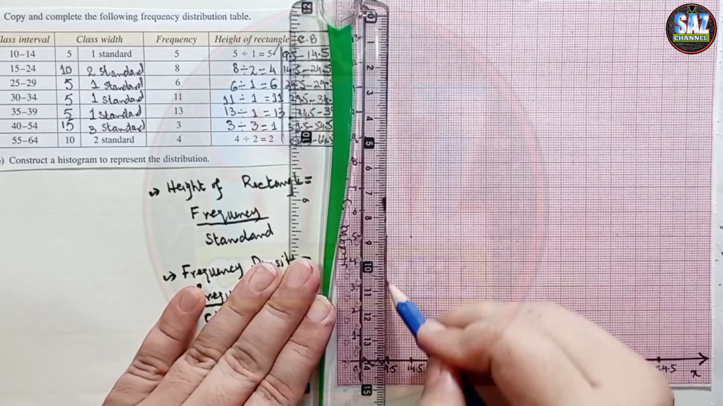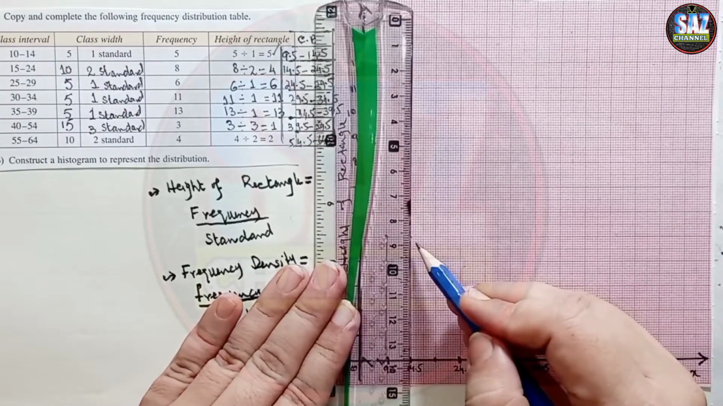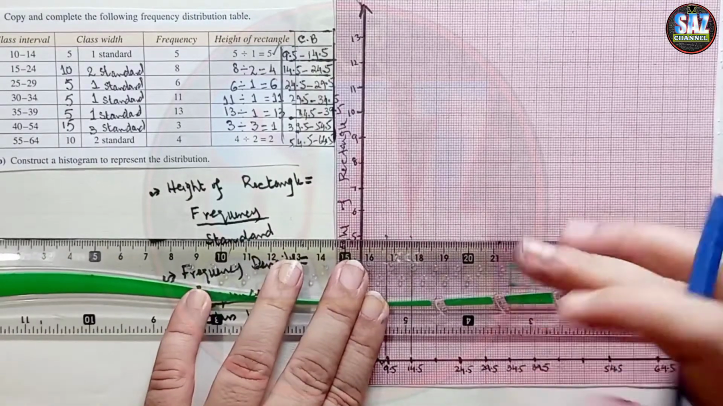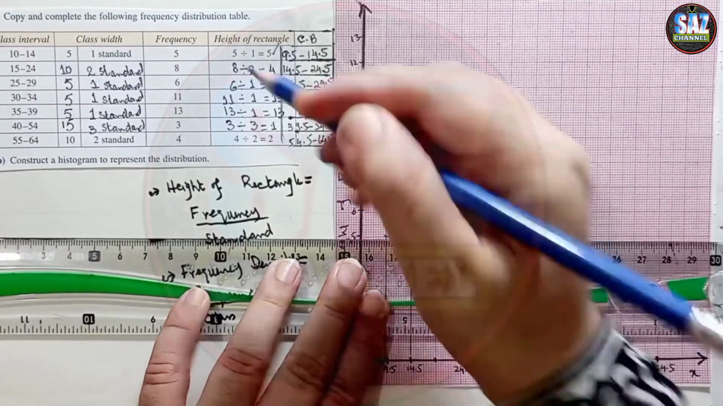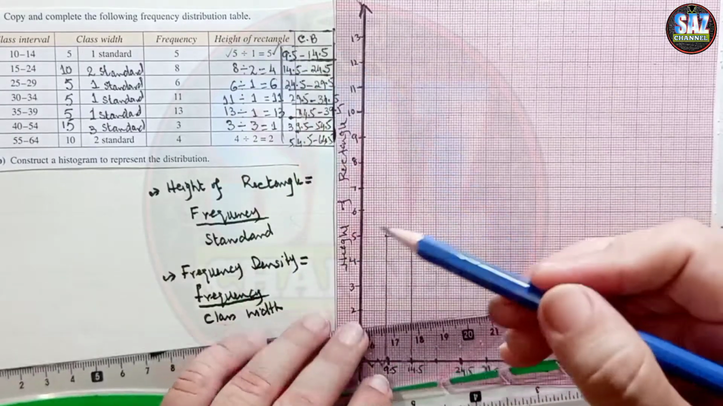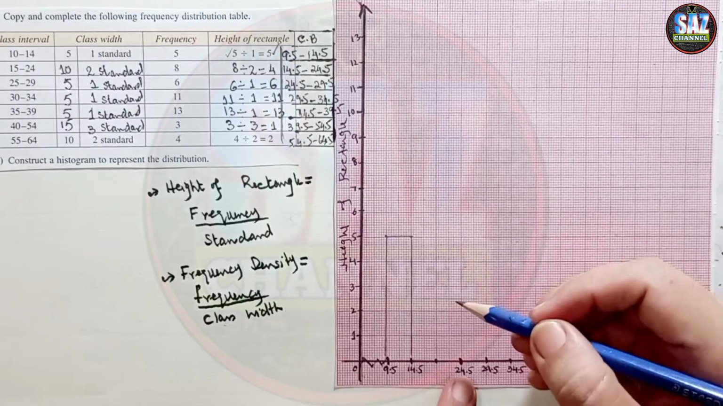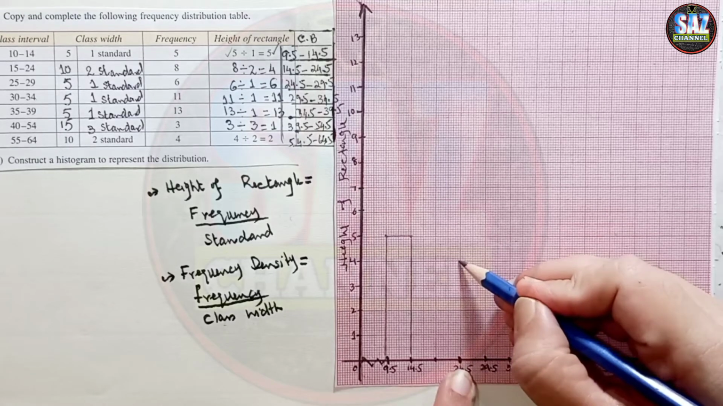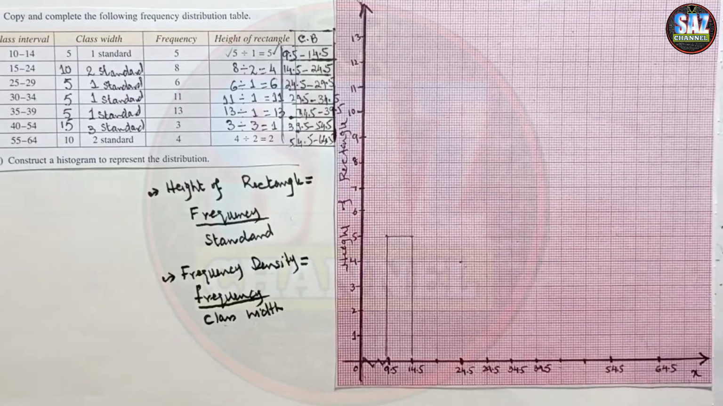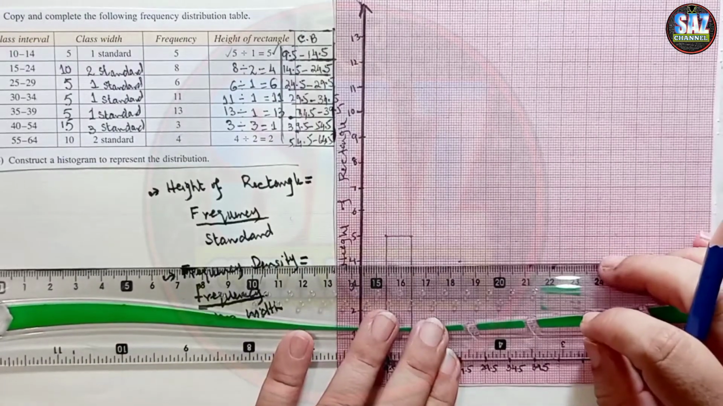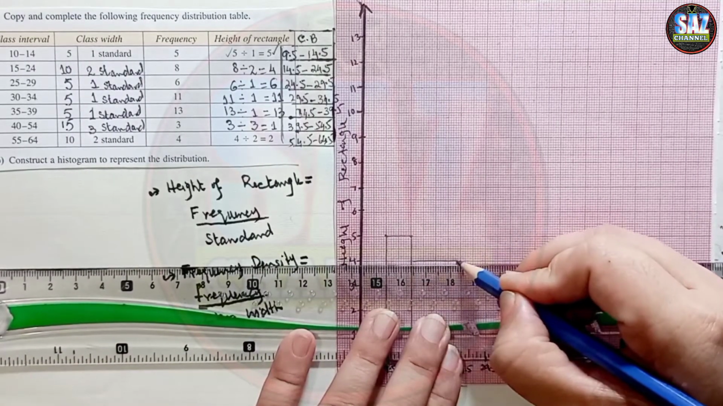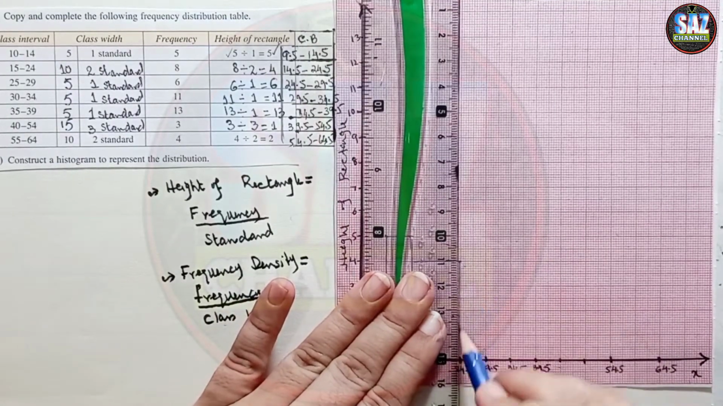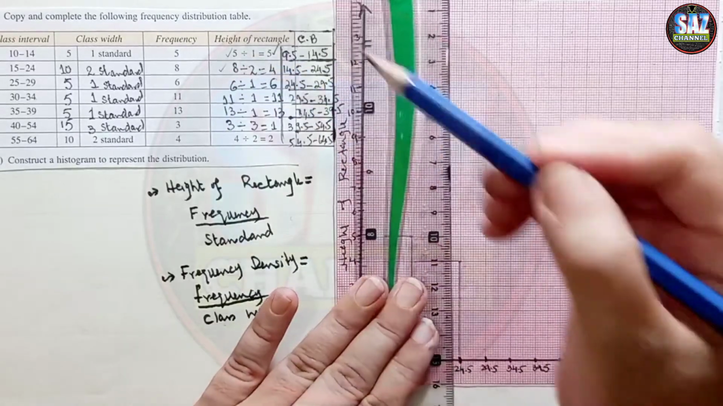Now I hope you are clear on the difference between a histogram with equal class width and a histogram with unequal class width. Then the first class is done. The second has frequency 4, but the width is 2 units. So I'm going to mark the height of the rectangle at 4, and then I have to complete my rectangle at this place. 4, the second class is done. The third is 6.